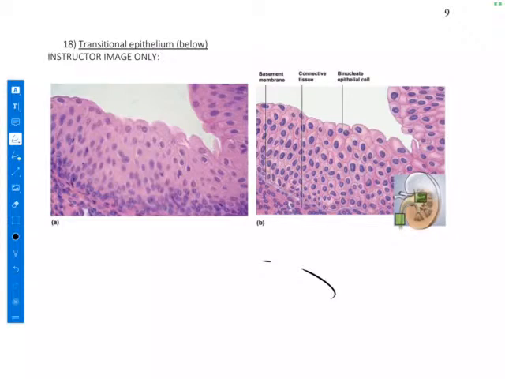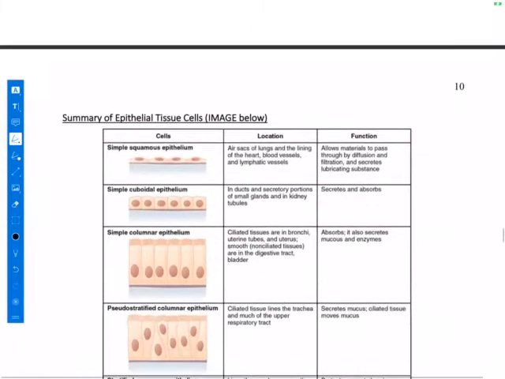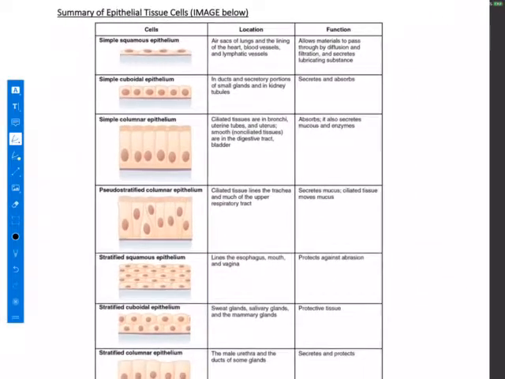And so because the surface cells start off round when the tissue is not stretched, the fact that when the bladder fills up, they then become flat, allows it to be stretched without tearing any of the tissue. And we're seeing this particular example coming out of the kidney, because you can see the picture there of the kidney. Okay, so here's a summary of epithelial tissues.